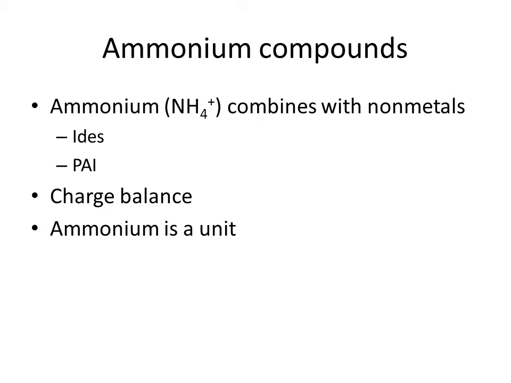Ammonium is our only positive polyatomic ion that we'll use. It will combine with anything that's negative. The negative things that it can combine with are metals that are -ides or negative polyatomic ions. Again, all we have to do is pay attention to charge balancing and remember that ammonium is a unit. This +1 charge is spread over the entire ion, and so there's not 4 positives, there's only 1 positive for this 1 unit.